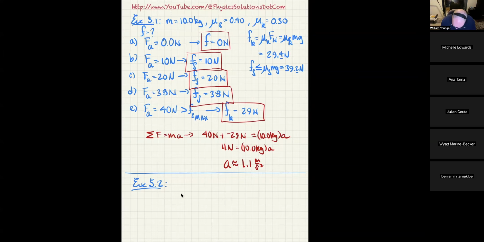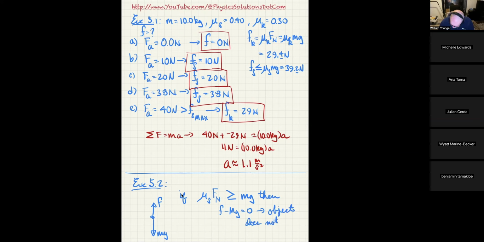Okay. So if mu static times the normal force is greater than or equal to mg, then F minus mg is equal to zero, which implies the object does not fall. So that was really what had to happen.